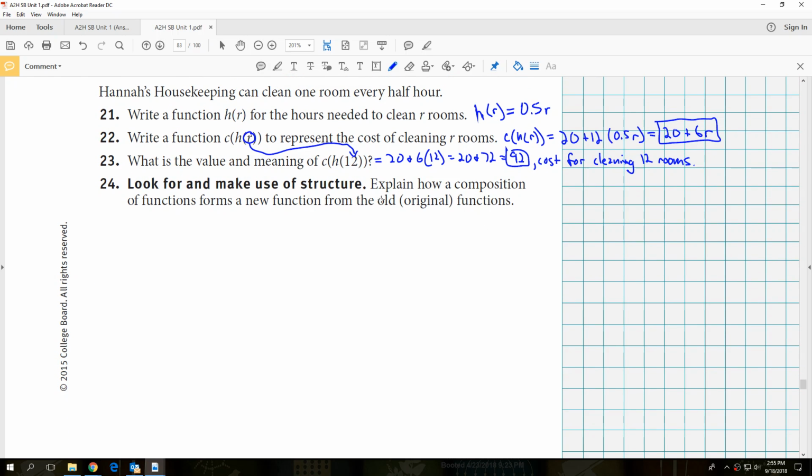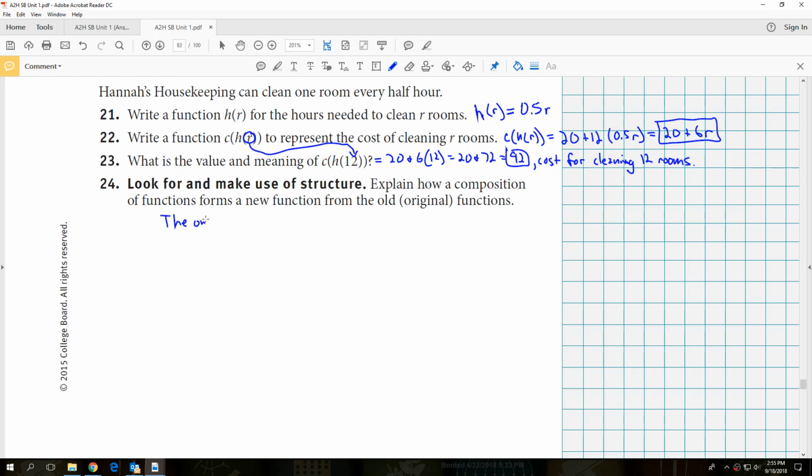Yeah, so let's see. We got 24. Explain how a composition of functions forms a new function from the original functions. Obviously, your answers are going to vary here, but we'll say the output of one function becomes the input of the other function. But I mean, there can be a lot of different answers here.